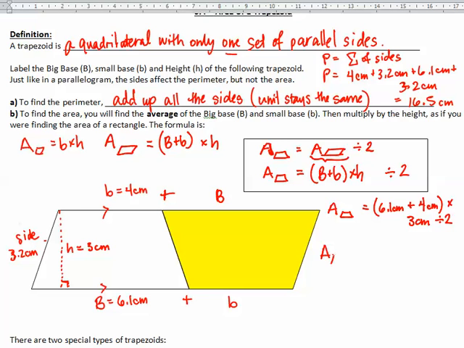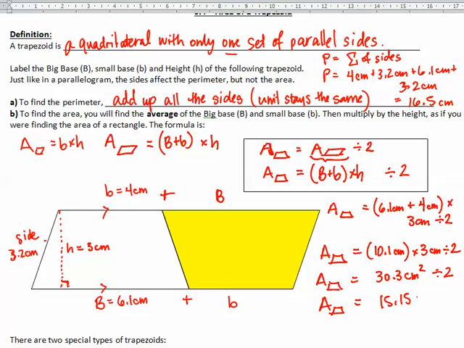So for the area of a trapezoid, let me find the total base first: 6.1 plus 4 is 10.1 centimeters, times 3 centimeter height, then divide by 2. The area of the giant parallelogram, therefore, is 10.1 times 3, which is 30.3 centimeters squared. So that's the big parallelogram, but I need to cut that in 2 to find only the trapezoid. So 30.3 centimeters squared divided by 2. 30.3 centimeters squared is the giant parallelogram. That I cut into 2 and I get 15.15 centimeters squared.